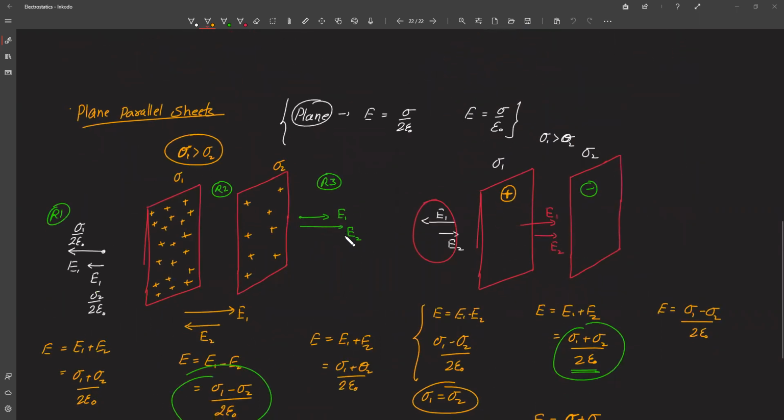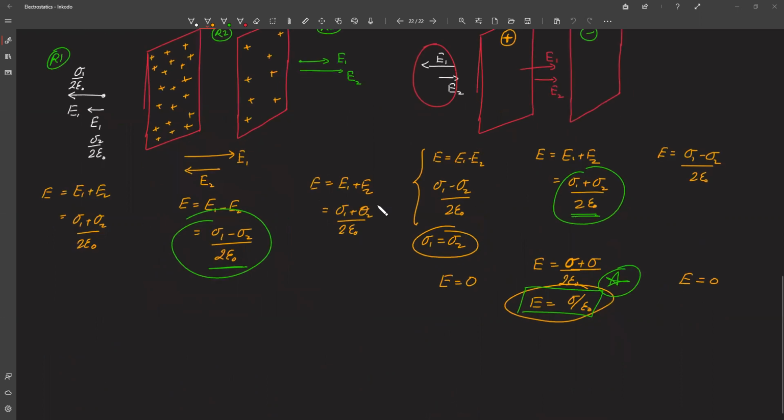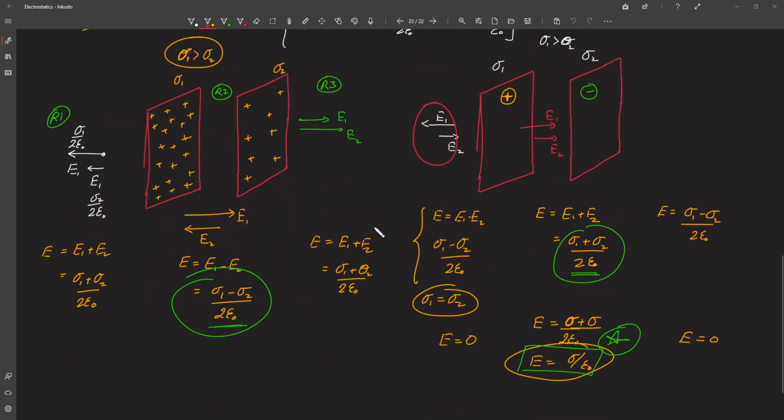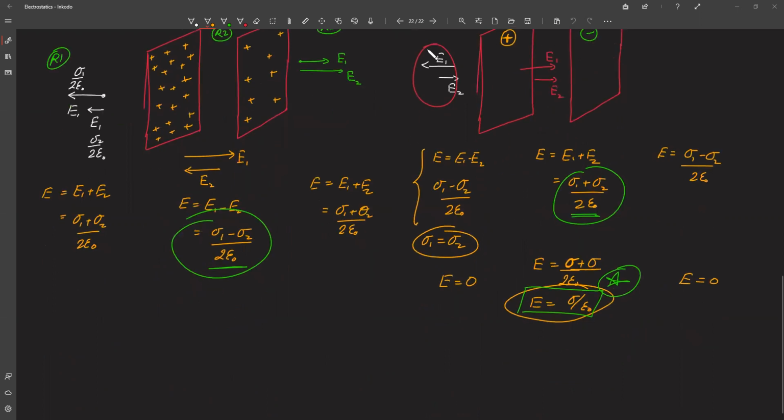Then we saw what if two charged plates are kept parallel to each other, what if the charges are the same, what if the charges are different. And what will be the electric field on the outer sides of the plates and in between the plates. So these are a few things which we have already discussed.